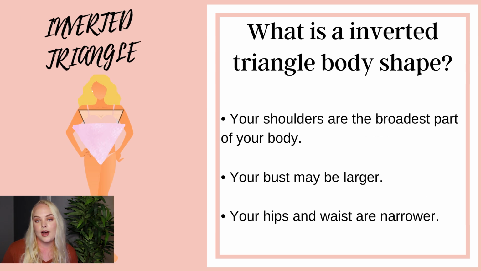Okay, so next up, we've got the inverted triangle. So with the inverted triangle, your shoulders are usually the widest part of your body. Your bust may be large, but then it goes down into a triangular shape where your waist and your hips get narrow down to the bottom. So that's how you know if you are inverted triangle shape.